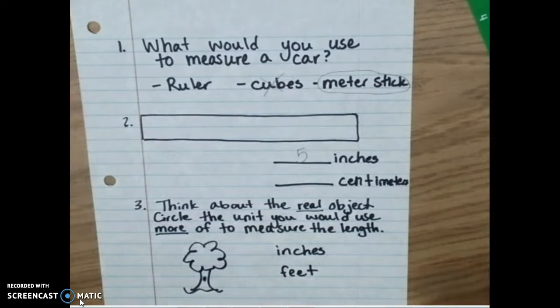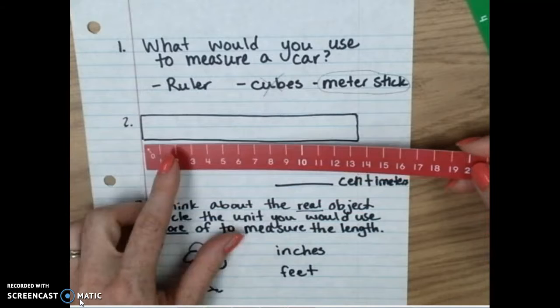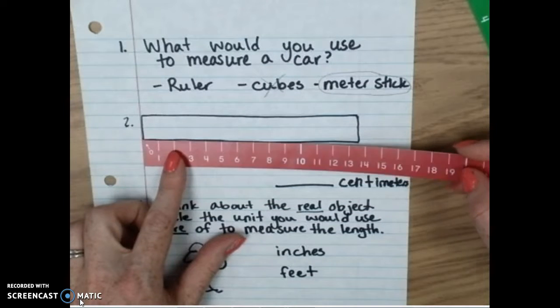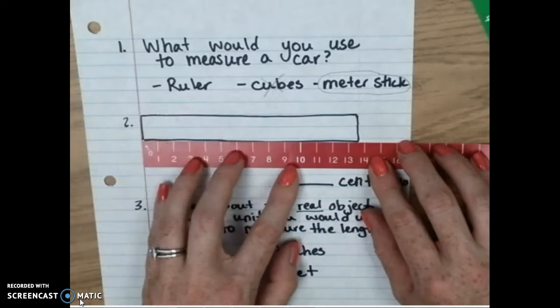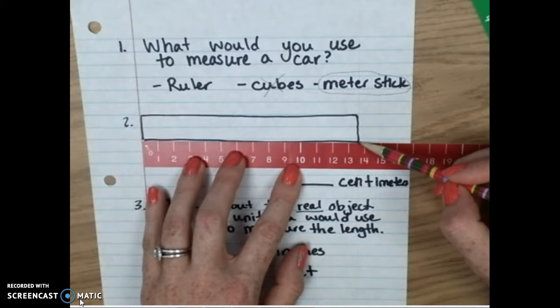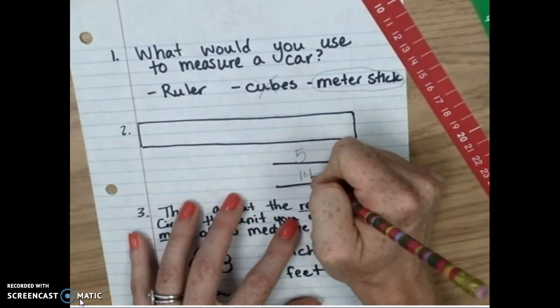Okay? Then I'm going to measure the same thing with my centimeter ruler. I'm going to put my ruler right at the edge and measure to the nearest centimeter. Now in this one, it's almost at halfway, but it's a little bit closer to the 14. So that is going to be 14 centimeters.